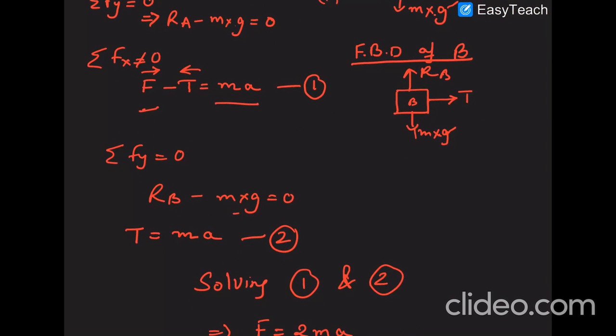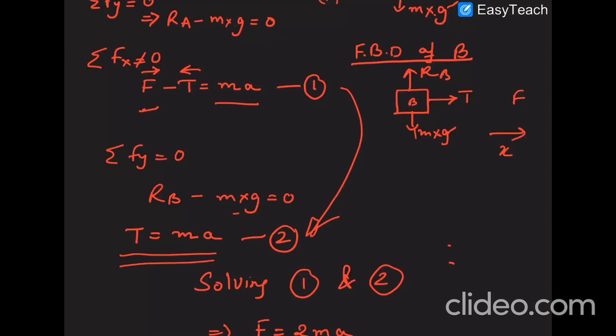Now what about the force in the x direction? This is the x direction. Whatever tension is acting, because the system is moving in this direction due to the application of force F, that tension will be responsible for the acceleration of the block B. There are no other forces acting on it, so only tension, and this tension will be responsible for the acceleration of the mass of B. So T equal to ma, this is the second equation.